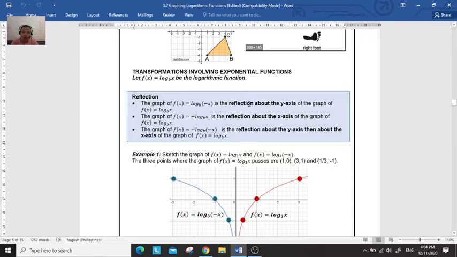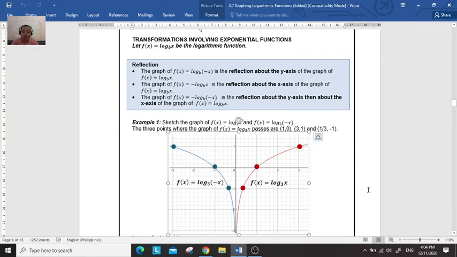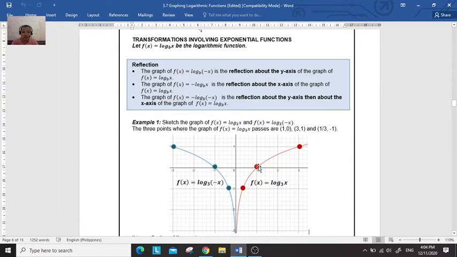Okay, so from the first statement, we are going to show the reflection of the graph of this function. If the original function, if this is the pre-image, is f of x is equal to log x base 3, then the reflection about the y-axis is now the image of the function log negative x base 3.